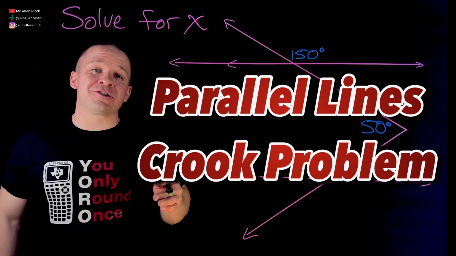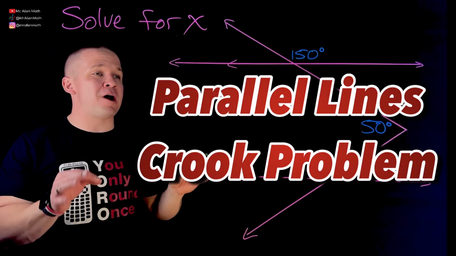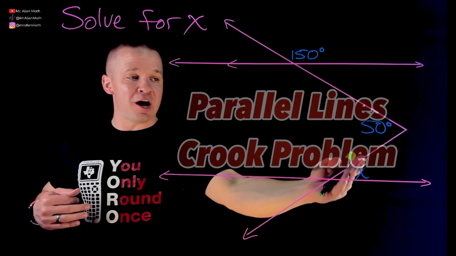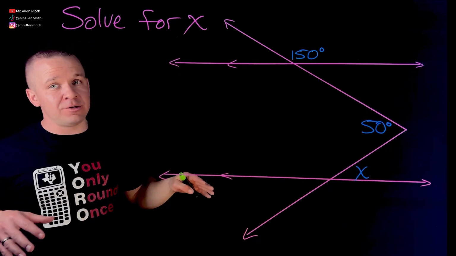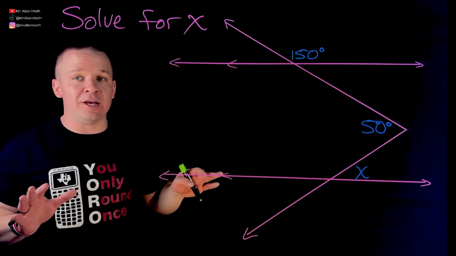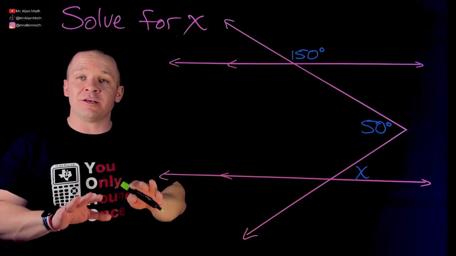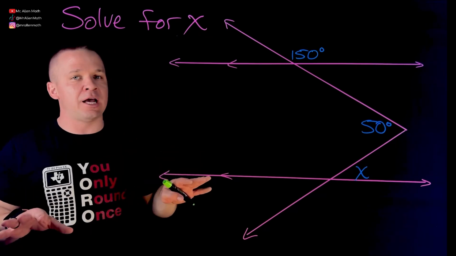What's poppin', dogs? Mr. Allen here with a tricky problem involving parallel lines and solving for a missing angle. And we're about to do something that might seem kind of illegal in math land, but I assure you it is totally fine. Okay, you will not land in math jail.